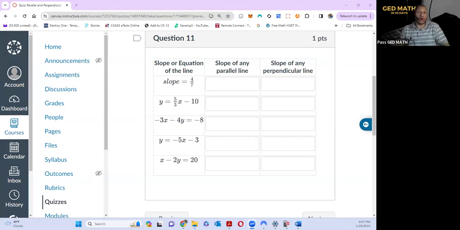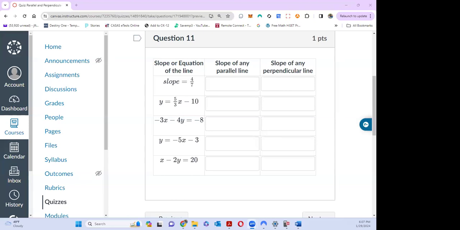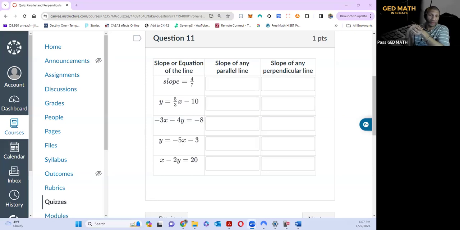You can't even really get to understand the computation without knowing what parallel lines are. Parallel lines do not intersect. There are two lines that never intersect. They will never cross. And the reason why is because they have the same slope.